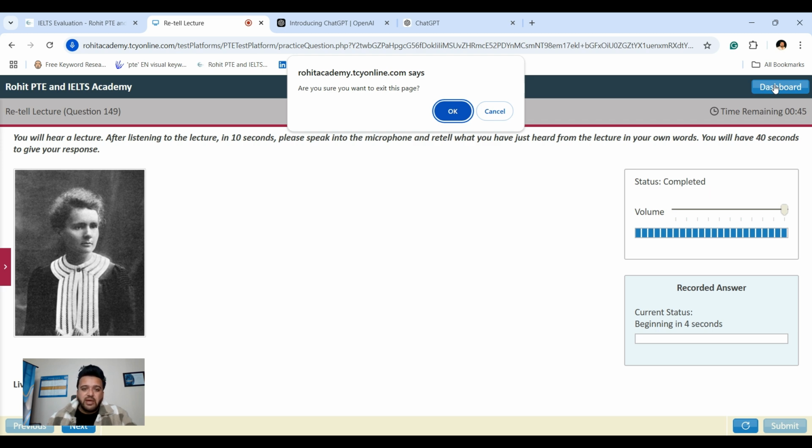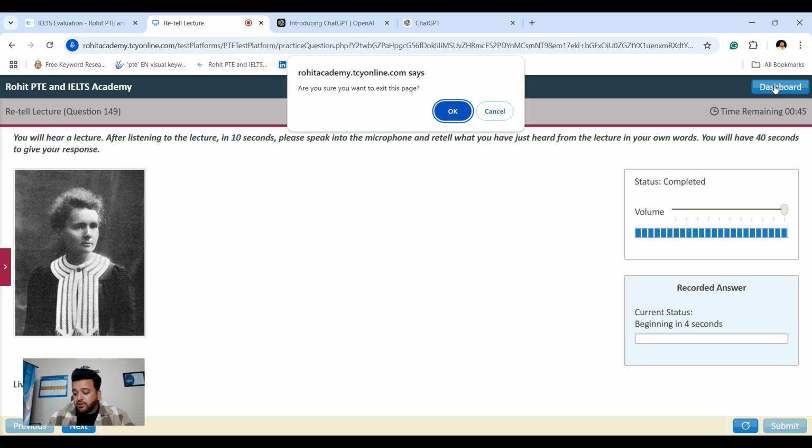Obviously you are not going to show it to anyone, so it should be clear for you. Now, how many keywords you have written, I want you to mention in the comment section. If you have written 10 keywords, mention 10. If you have written 11, whatever number of keywords you have noted down, just mention it in the comment box.